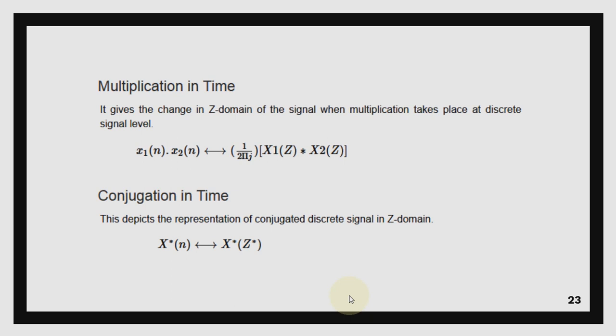Conjugation in time. This is the representation of the conjugated discrete signal in the z domain, that is, if x(n) is complex, the z transformed signal is also the complex conjugate.